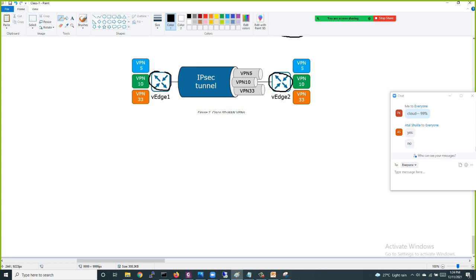Let's say this is your VH1, this is your VH2. These are two different sites, right? I'm not talking about any control plane here. We are only focusing on the data plane. Look here. I have an interface connected to my public network or to a WAN edge device. This interface is going to be a member of which VPN? VPN 0, right?